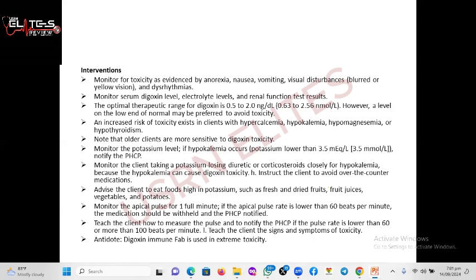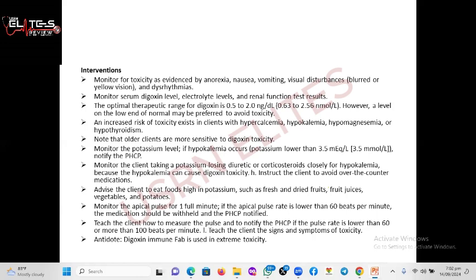So you need to make sure that these electrolytes are within their normal ranges. If you are giving digoxin to someone and the person's potassium level is less than 3.5, you need to hold the medication and inform the healthcare provider. Because if you go ahead to give digoxin in a hypokalemic state, you can run the person into digoxin toxicity. So you need to hold the dose and inform the healthcare provider about this.